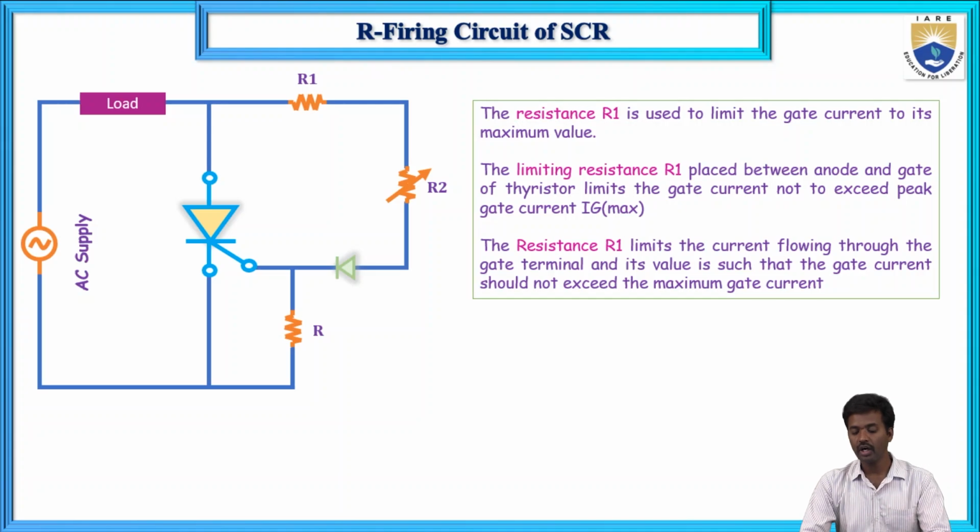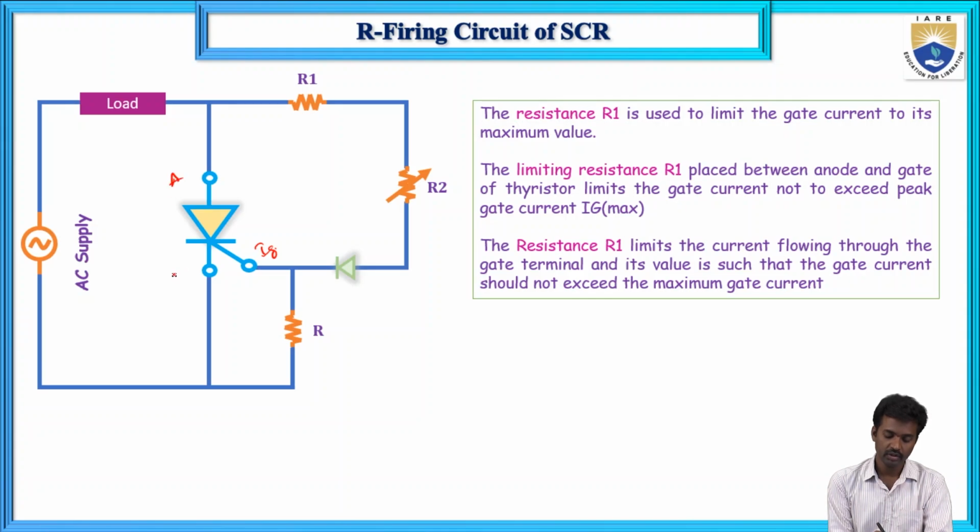Now first, the R circuit. In the R circuit, how will it conduct, how are we giving the IG current to this SCR? This is the anode and this one is the cathode, and this is the AC supply. We give the positive supply, the positive half cycle. During this positive half cycle, we give the supply to this SCR.